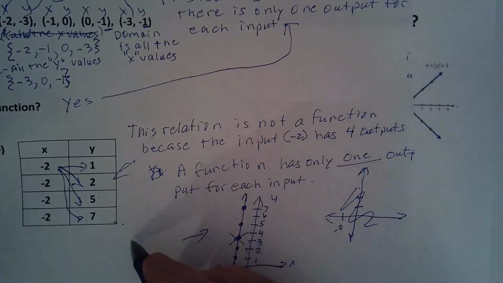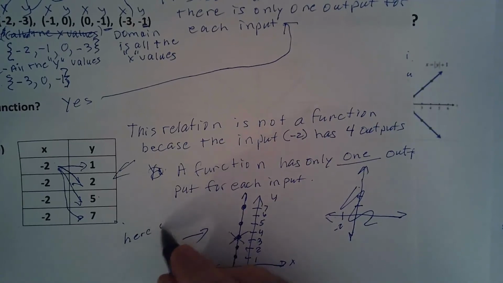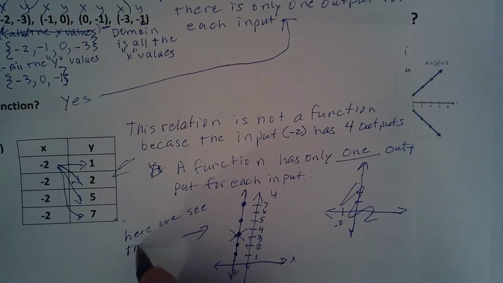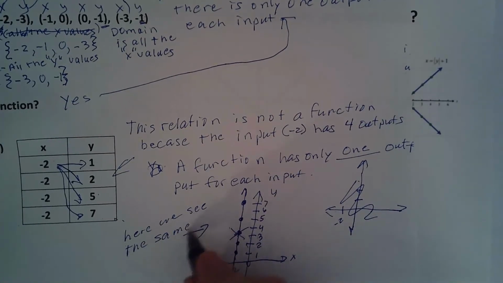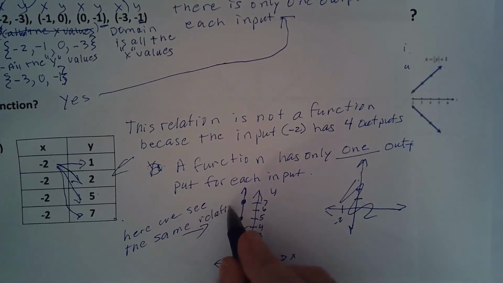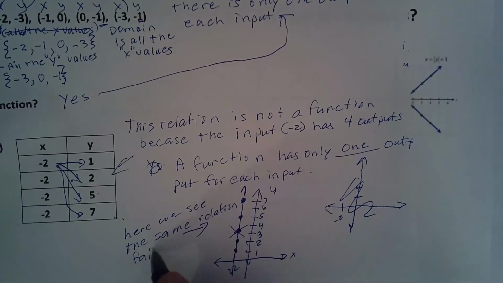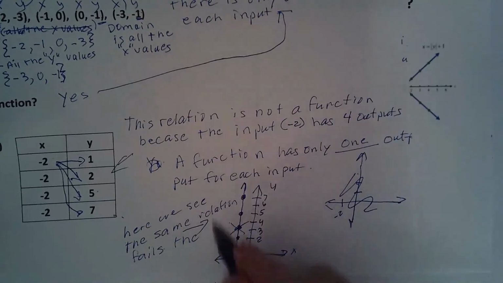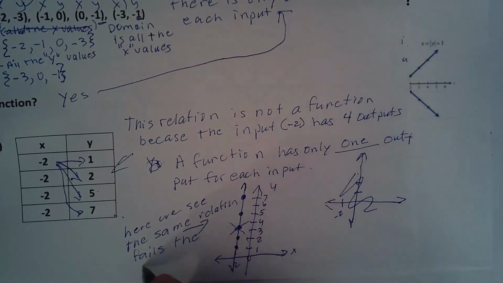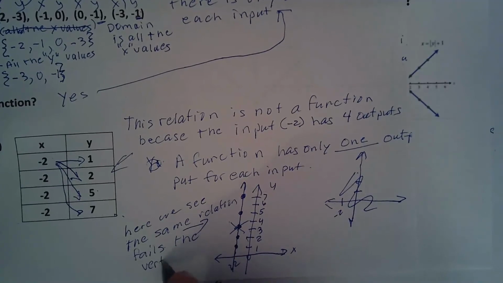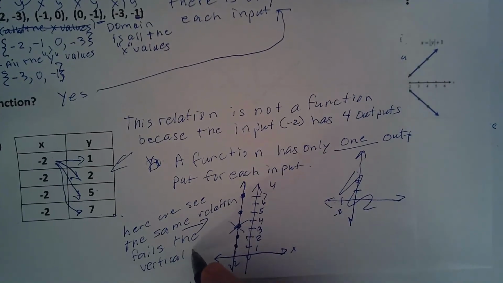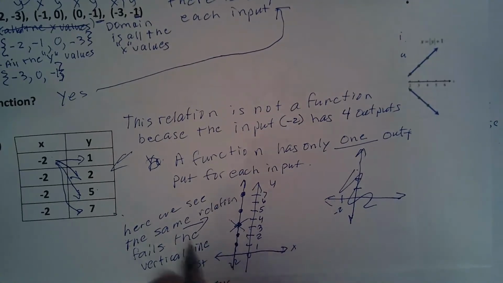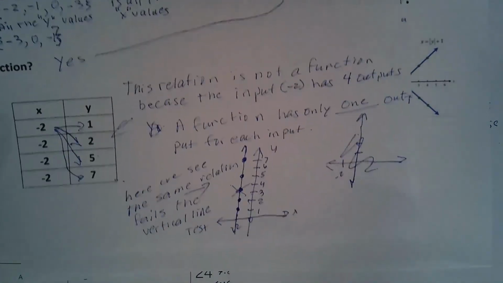This is the same thing, but here we see the same relation fails the vertical line test. So all you need to do is show one or the other of these failures. There are really two alternative tests to prove whether or not you've got a function. Okay?